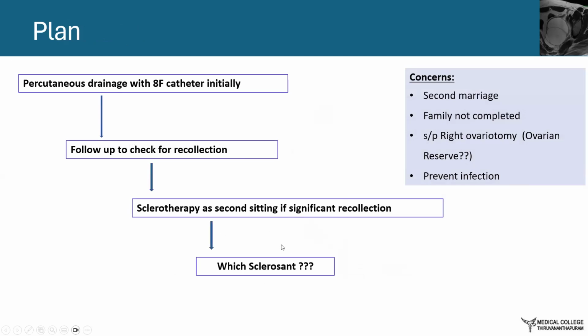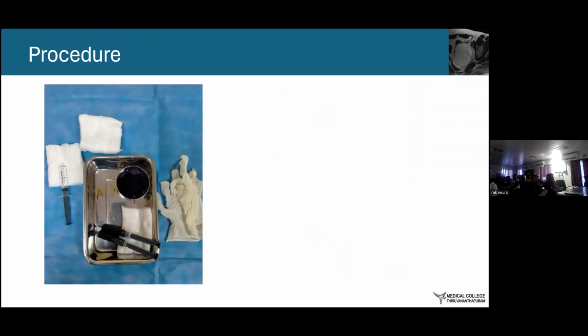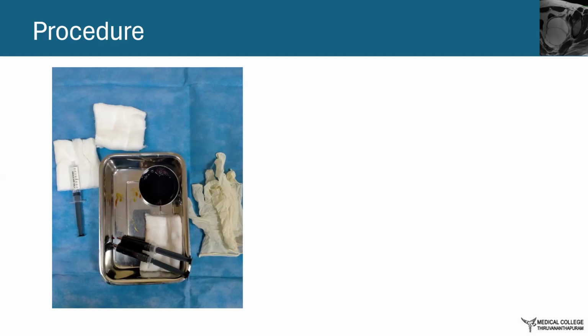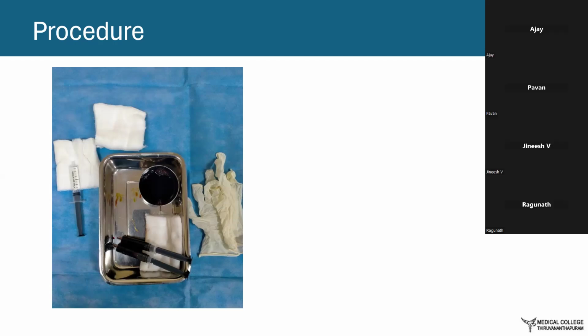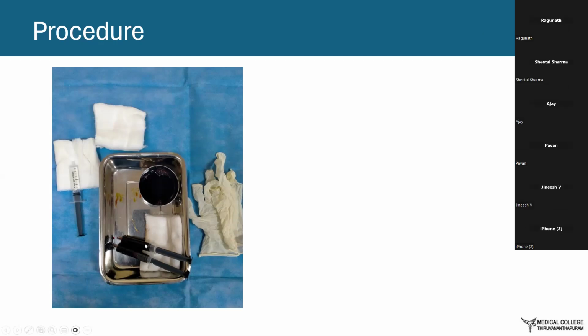Now, the issue was which sclerosant to use. Literature-wise, there are reports of the use of alcohol. There are also reports of povidone iodine, or Betadine, but usually 15% or 20% Betadine is what is described in the literature. Because we were not getting 15 or 20% Betadine, what we used was a 5% povidone iodine.